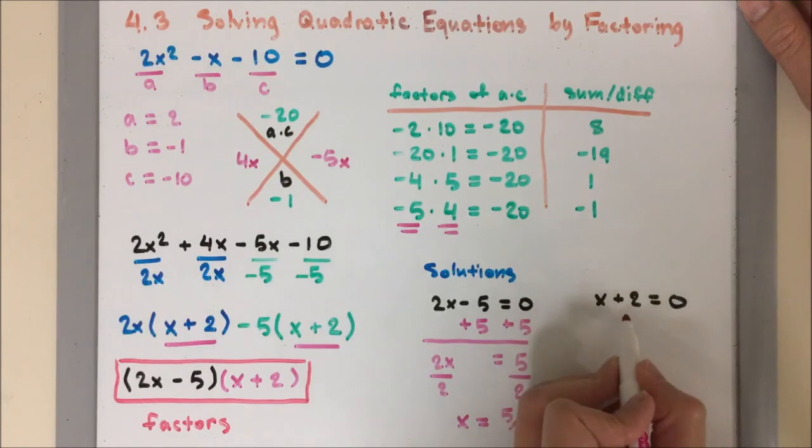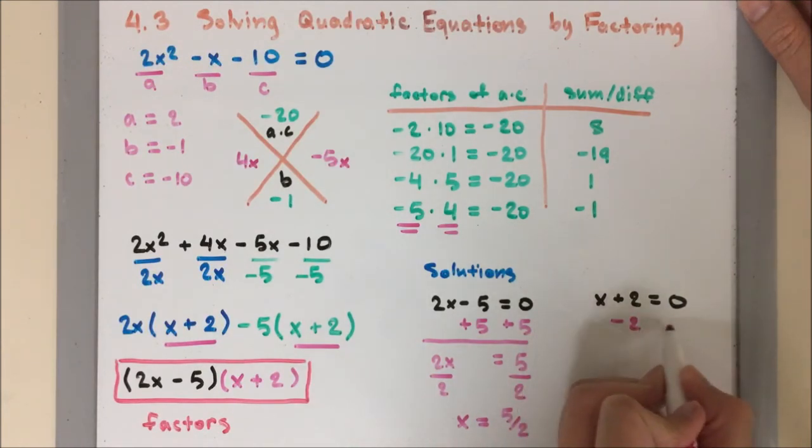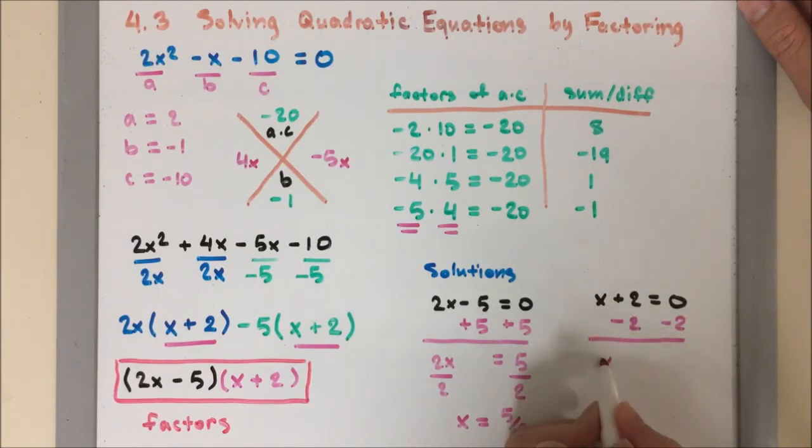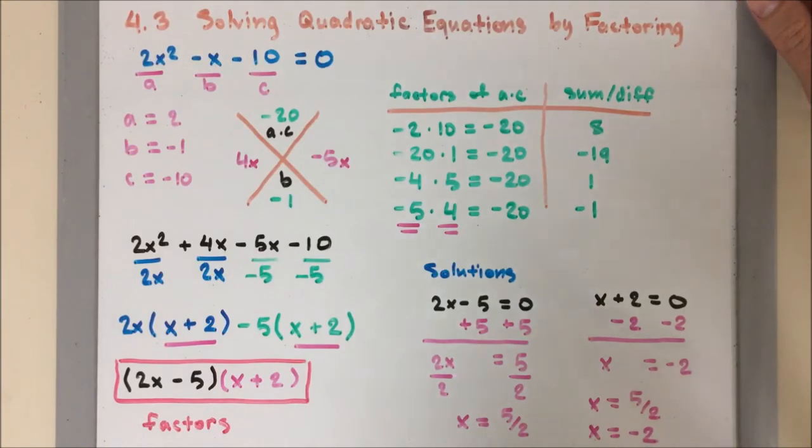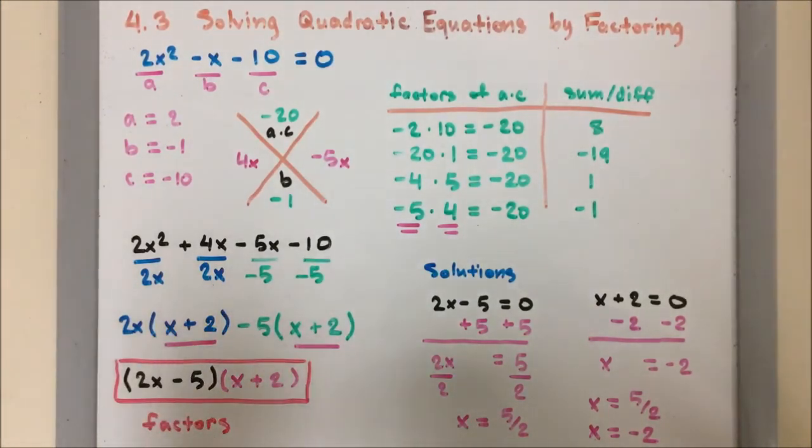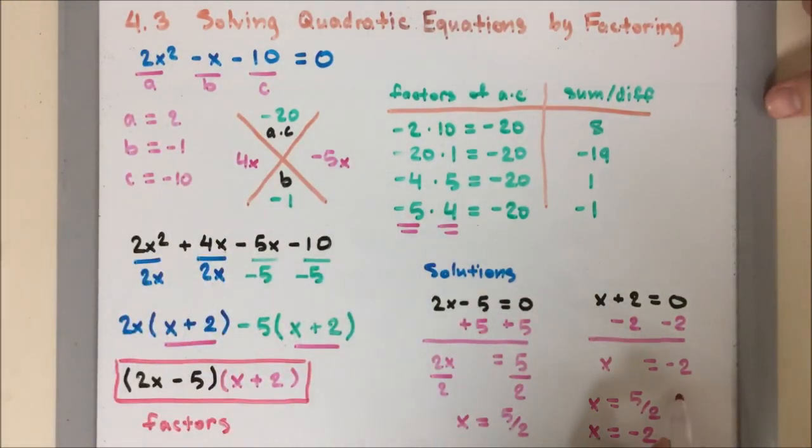Then over here, to solve for x, I'm going to cancel out the 2. I'm simply going to subtract 2 from both sides. So it's going to be x equals negative 2. So my solutions are x equals 5 halves, or 5 over 2, and x equals negative 2. So those are my two solutions. And then I'm going to box them up in red.